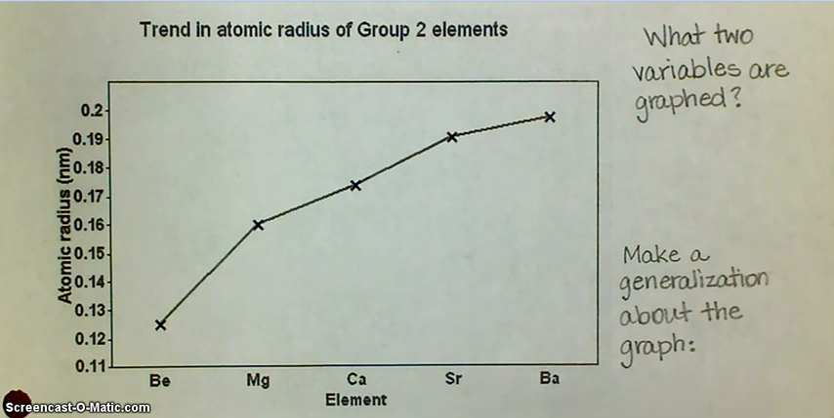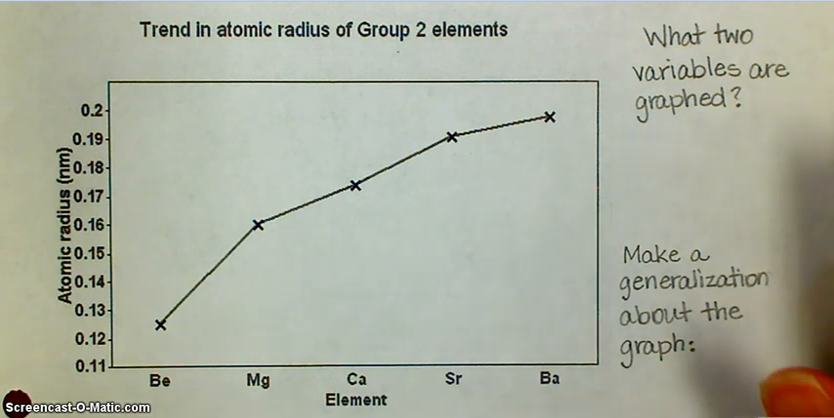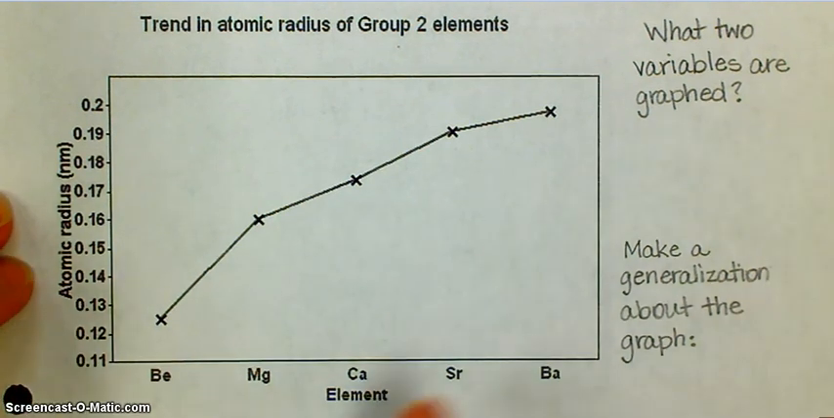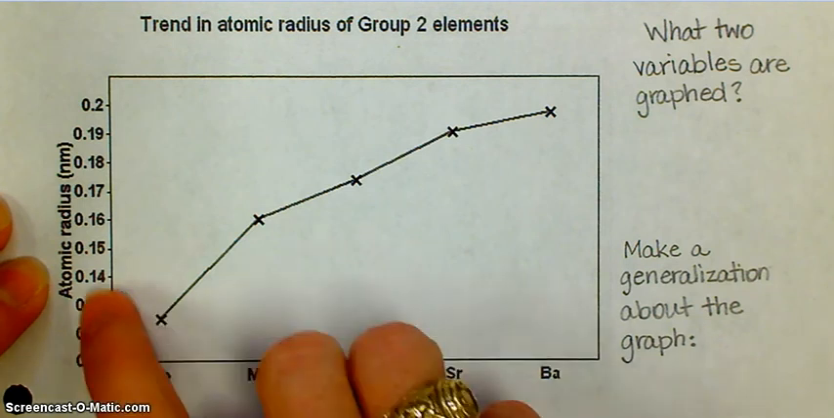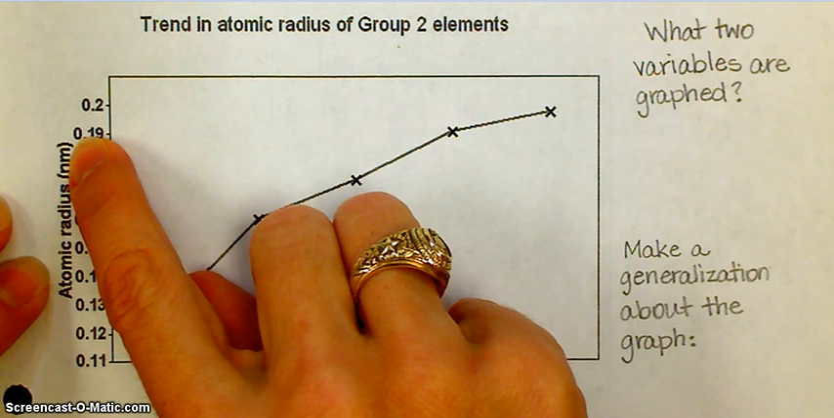All right, here we have another graph. The title of the graph is Trend in Atomic Radius of Group 2 Elements. Well, the title already tells me a lot about what to expect on the X and Y axis. And I go down to the X and Y axis, and sure enough, I have Group 2 elements across the X axis, and I have atomic radius along the Y axis.